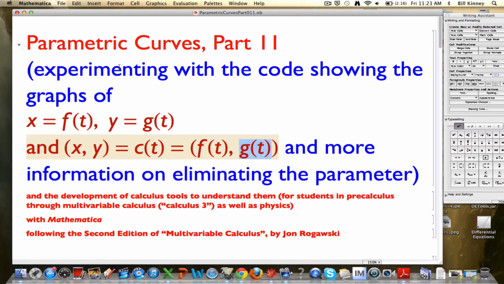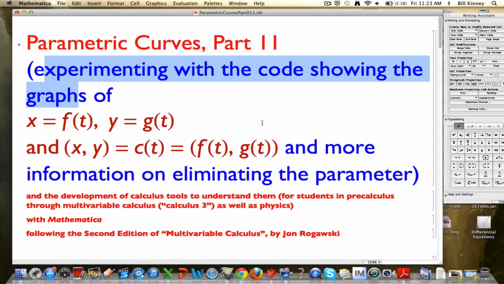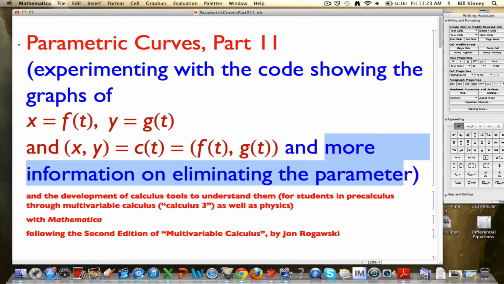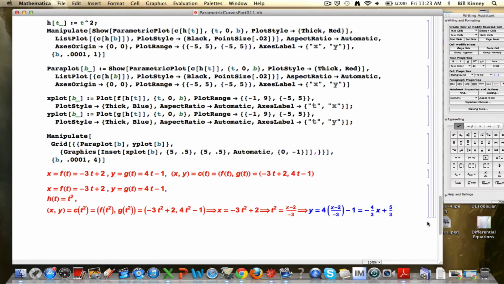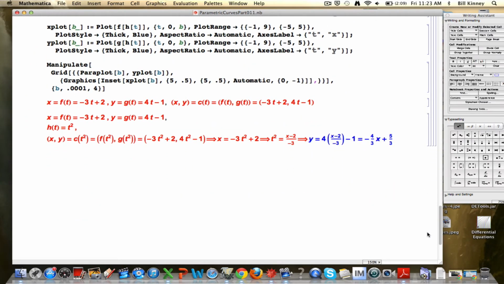In this video, we're going to experiment a little bit more with that code, and we're also going to talk more about eliminating the parameter. It's going to be a little abstract. You're going to really want to pay attention, maybe take notes, stop the video, think about what's going on. So here is the situation. We're just going to focus on these equations here.